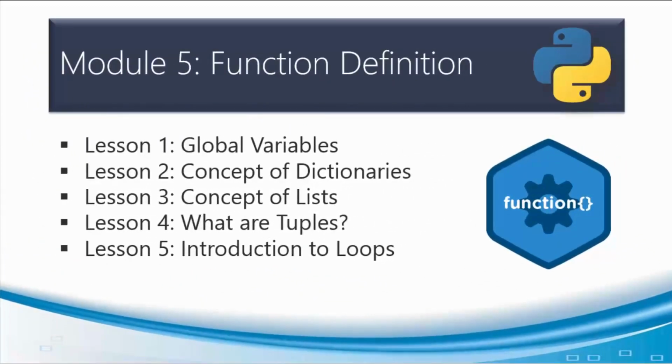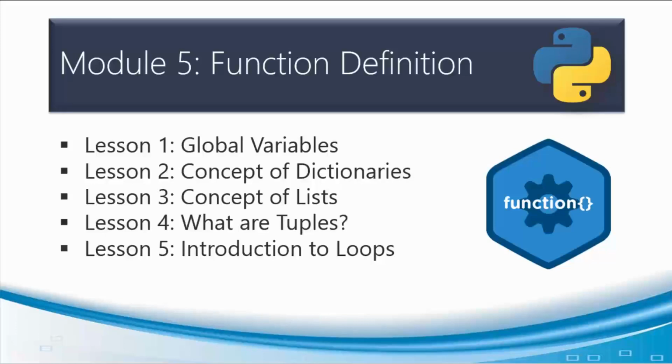Module 5 is function definition. This has 5 lessons. First is global variables, how to define global variables and what they are and what they do. Lesson 2 is the concept of dictionaries. And lesson 3 is the concept of lists. And these are, again, where you define a certain set of values and then you use code and use those values.